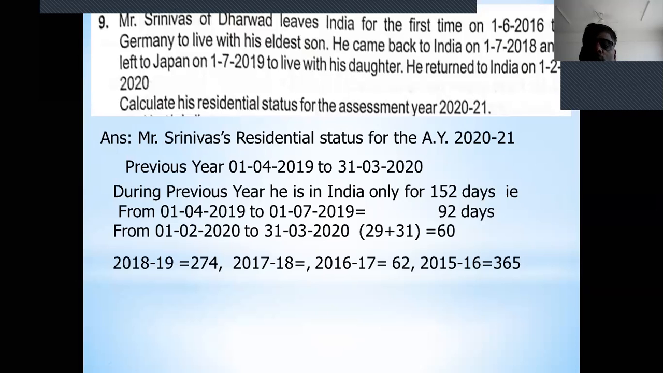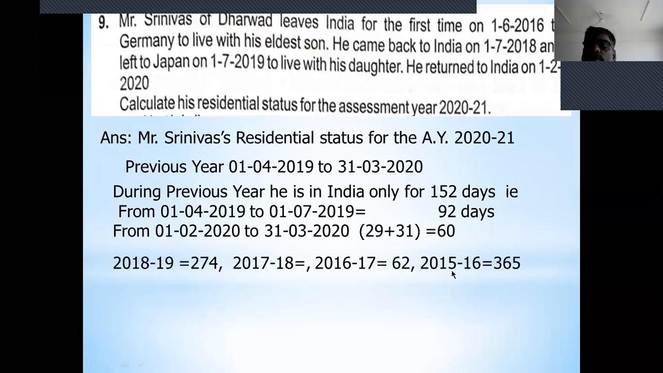April 30 days he is in India, May 31 days he is in India, and June 1st he is in India. Totally 62 days. He went on 1st June, which means 1st June is considered in India, and the remaining period is considered outside India. April 30 days, May 31 days, June 1 day, totally 62 days. Clear?